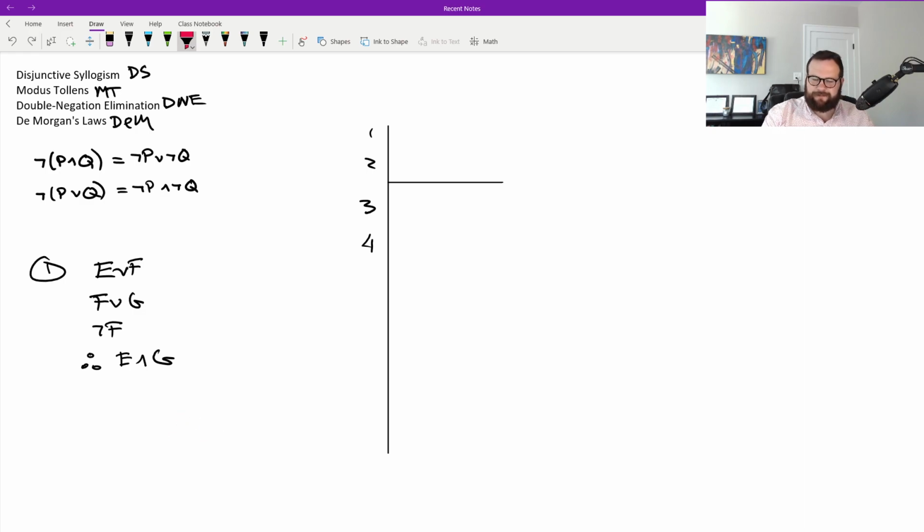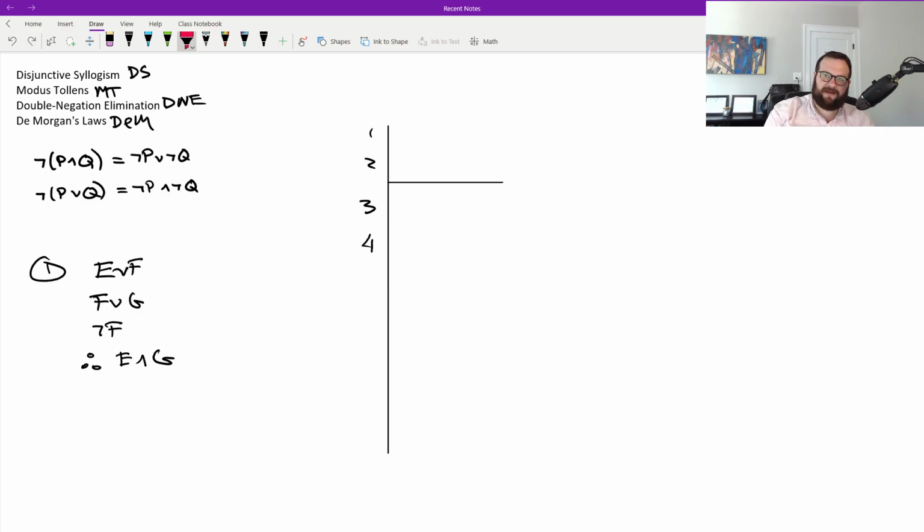So I'm looking now to see if I can get E and G by themselves, and then I can bring them back together. I notice that I've got E appearing here and G appearing here, and both are bound by disjunctions. So how do I get rid of a disjunction symbol?